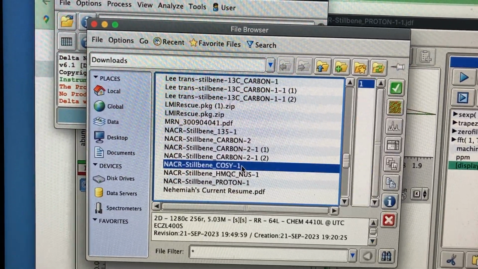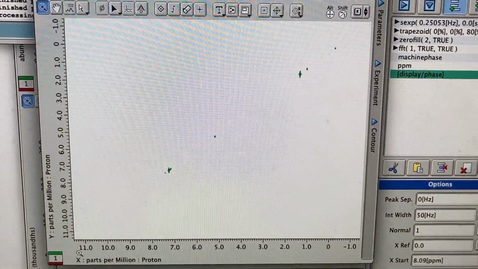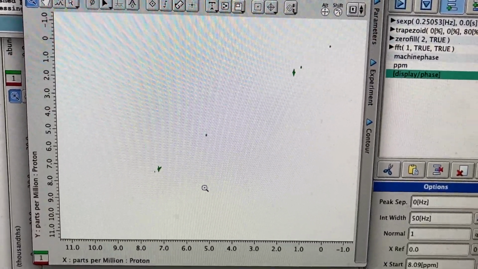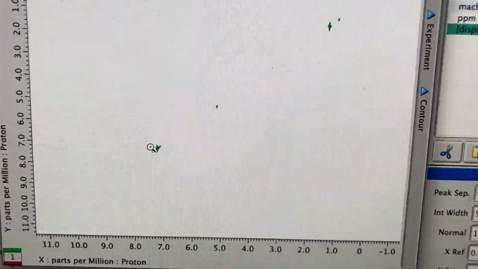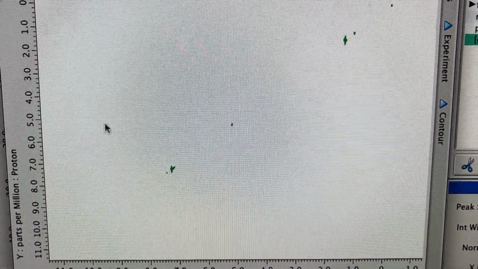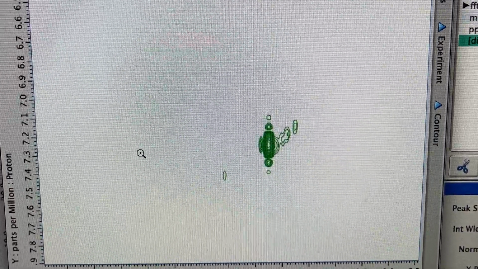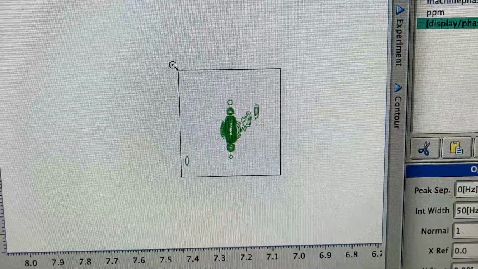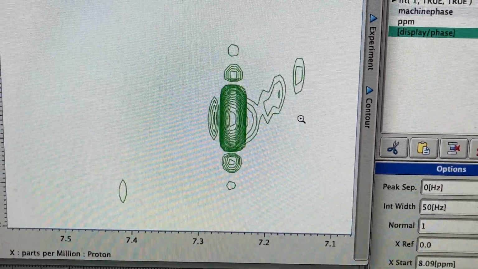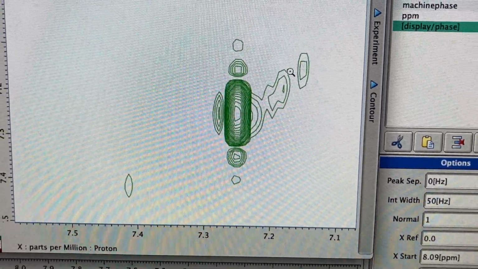This is the COSY. It just takes a proton and a proton and puts them on these two axes, so you can see these dots here. We're more likely interested in the aromatic region. That's literally where all our peaks are, so let's zoom into there. All right, so we have these. And in a COSY, and usually with any 2D NMR, the peaks that you're probably going to be more interested in are the ones that are on the diagonal.